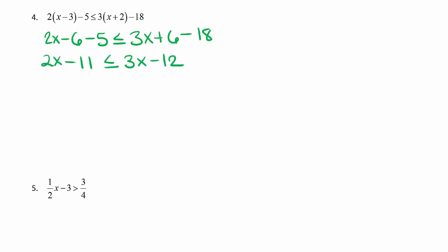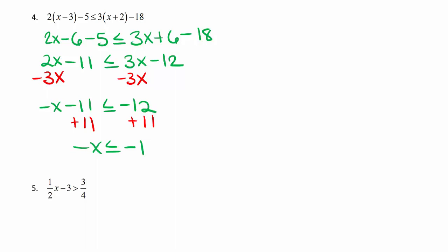The next thing I'm going to do is combine like terms. The minus 6 and minus 5 gives me minus 11. Plus 6 minus 18 gives me the minus 12. Then I'm going to put all of the x's on the left. With inequalities, I really like to put the x's on the left. That is how you want to write your final answer. I want the x by itself, so I'm going to have to add 11 to both sides.